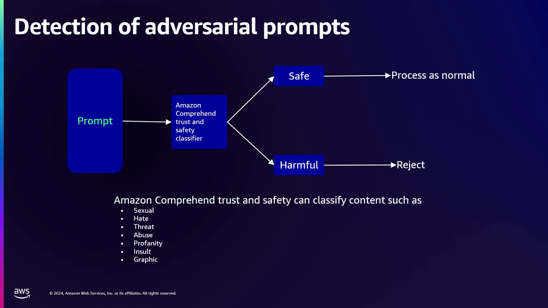We can set a threshold that, if the label threshold value is, let's say, 95%, then go ahead and mark that prompt as bad and we'll reject it. If the prompt is good, then we can go ahead and process it as normal. So this is also another way of classifying the prompt and putting it into the category that it belongs to.